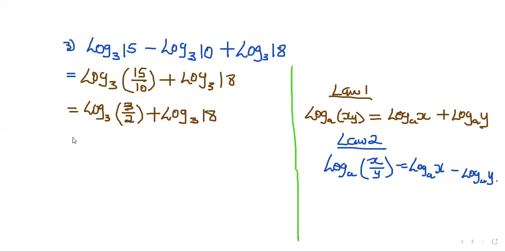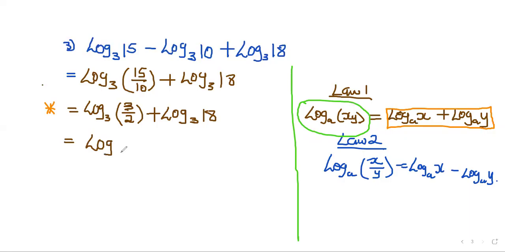When you look at this part, it's one and the same thing as law number 1 on the right-hand side, so I must write it in this format. It simply means we're going to have the log base 3 of 3/2 multiplied by 18. So this basically means here we're going to have the log base 3 of 3/2 times 18, and we're going to get 27.